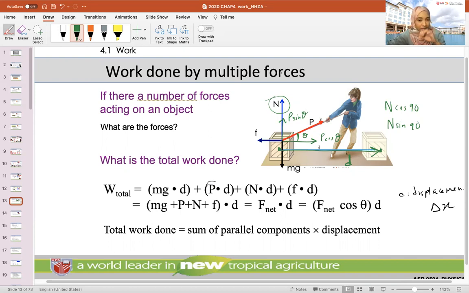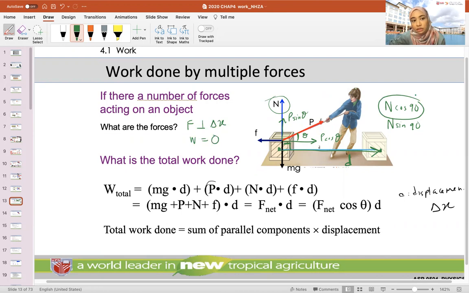So, okay, I'm going to give you guys the answer. N is 90 degrees to displacement, right? Therefore, if a force is perpendicular to displacement, the work done is going to be 0. If F is perpendicular to delta X, work done is going to be 0. So N cosine 90 is correct, or you can just say it's going to be 0.